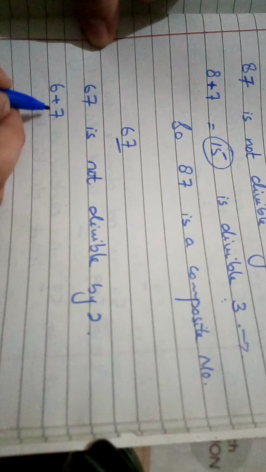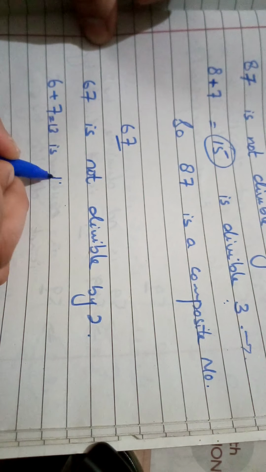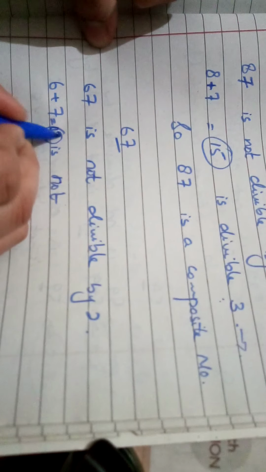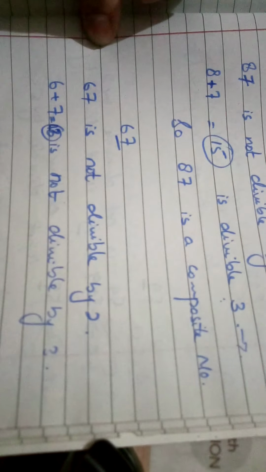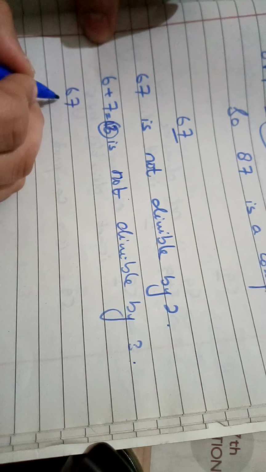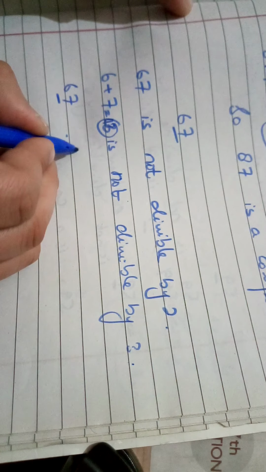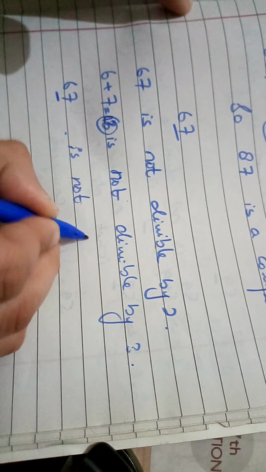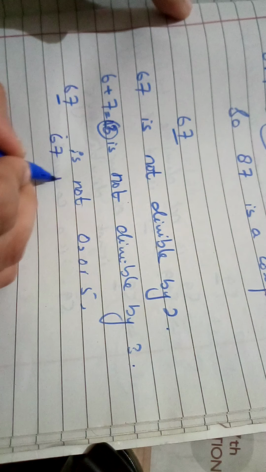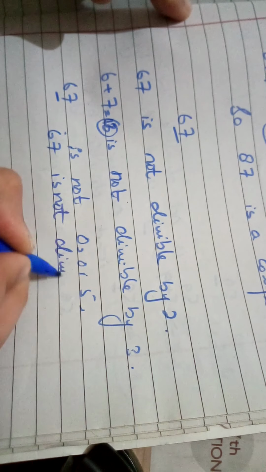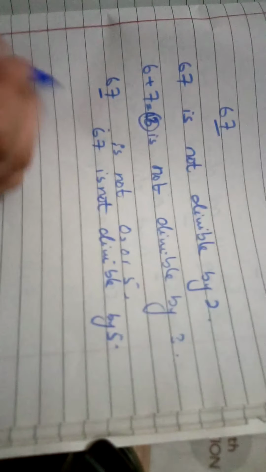So 6 plus 7 is 13. 13 is not divisible by 3. Then for 67, just check the last digit. The last digit of 67 is neither 0 nor 5. That means 67 is not divisible by 5. Now with the help of a calculator you can check 67.